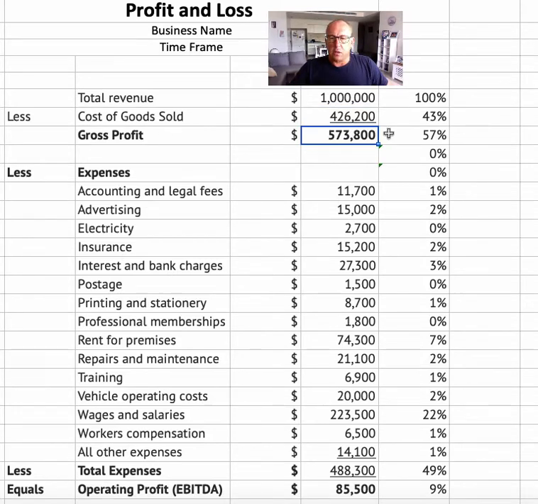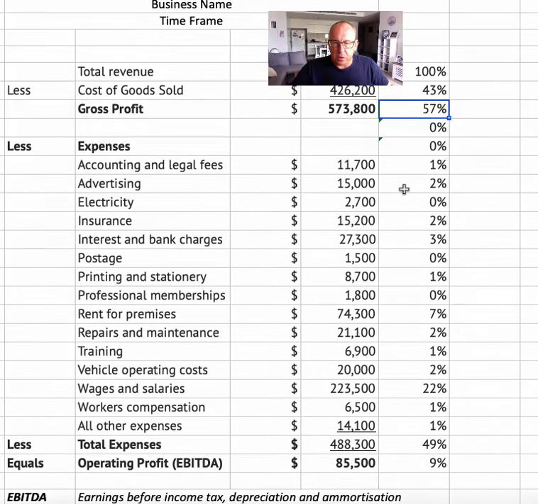We can see that the cost of goods is 43%, which means that the GP, gross profit, 573 out of 1,000 equals 57%. Remember, total revenue less cost of sales gives us our gross profit or gross margin for the business. So looking at this, it would probably be a combination of products and services that would have that figure there. Now let's look down through the rest of the figures.